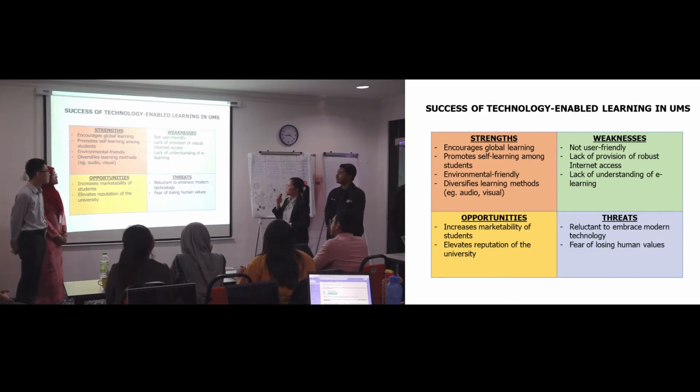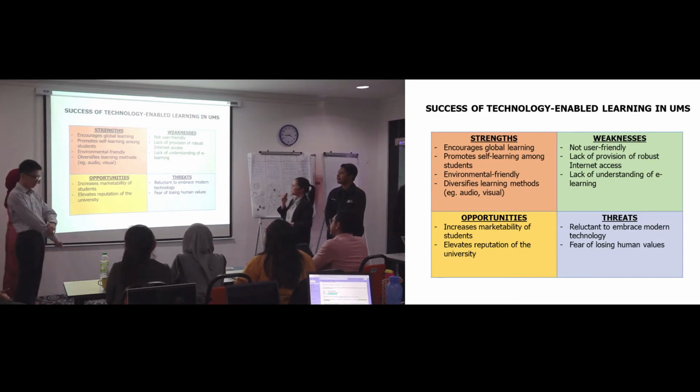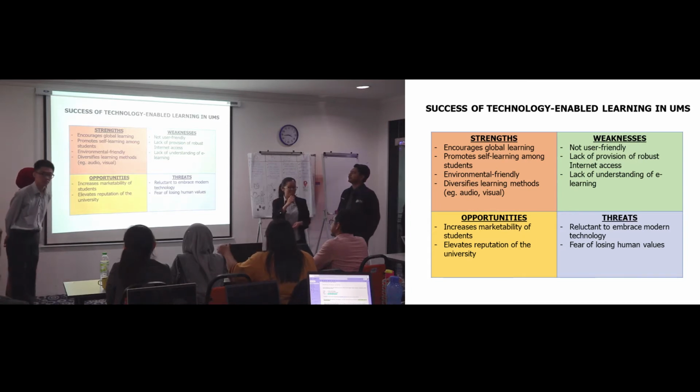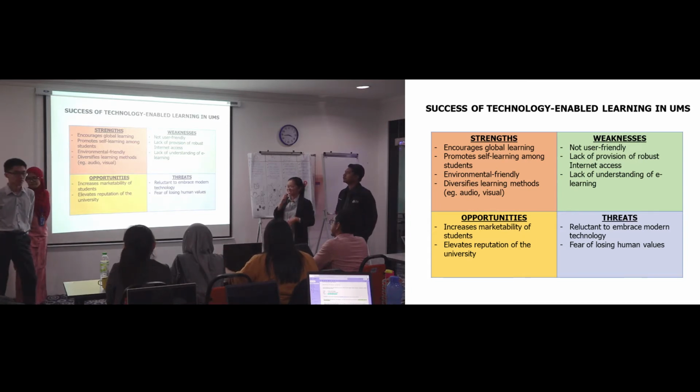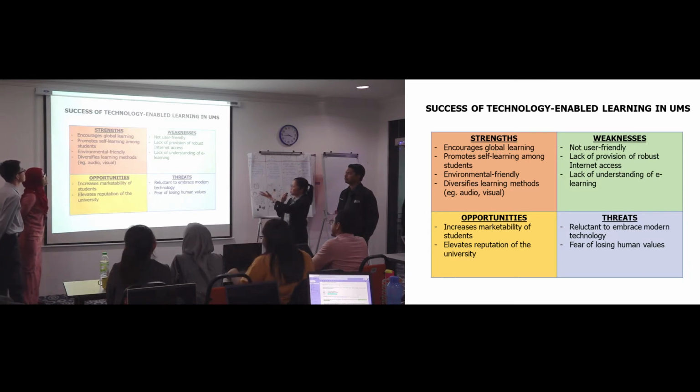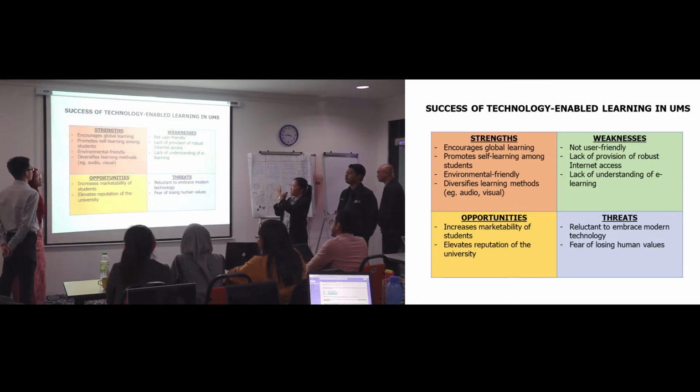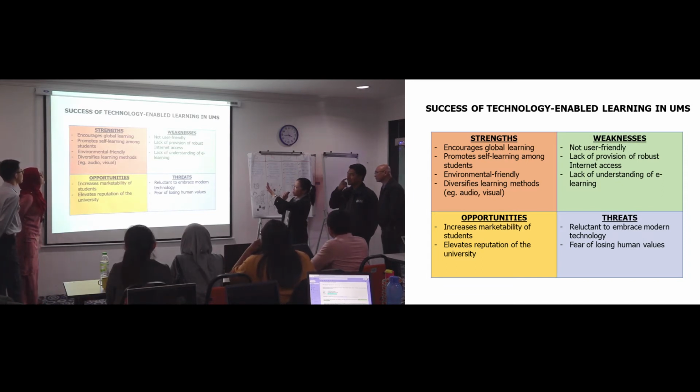So for our SWOT analysis for the success of technology-enabled learning, I believe we have heard very common items listed on each domain: strength, weakness, opportunities, and threats. So I will not go through one by one. Instead, for strength, if you look at our suggested items, it encourages global learning, promotes self-learning.